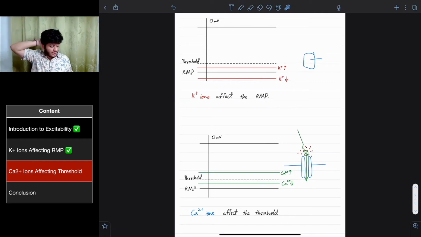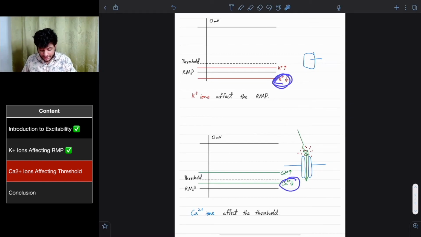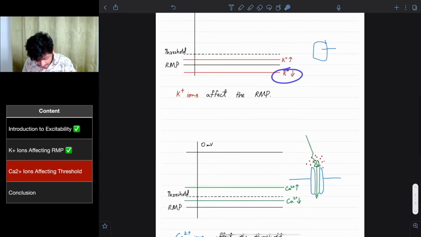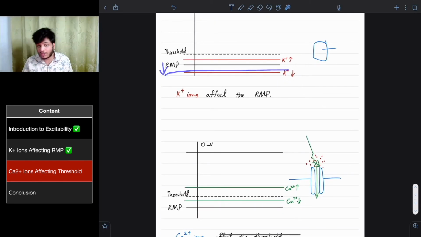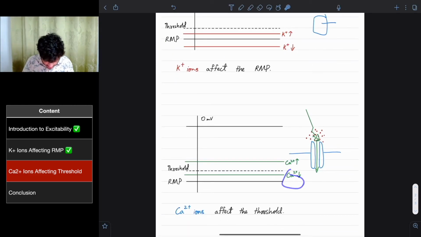So suppose calcium ions and potassium ions decrease, right? Each one of them would bring down their respective line, okay? You can remember like that. So if potassium ions decrease, it means that the resting membrane potential becomes more negative. If calcium ions decrease, the threshold becomes more negative. Okay, if it increases, it pushes the graph up.